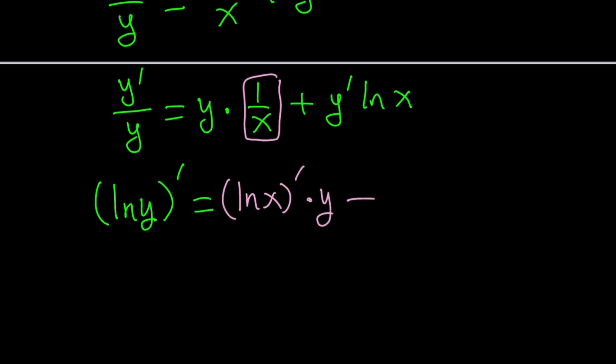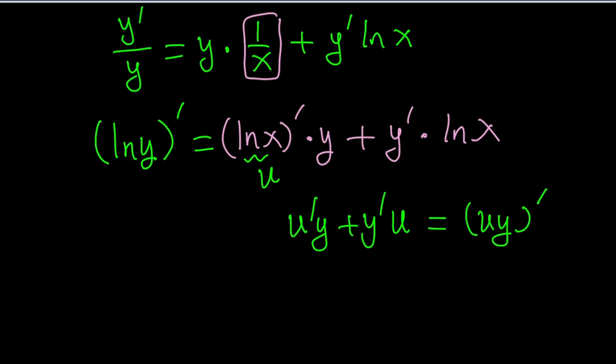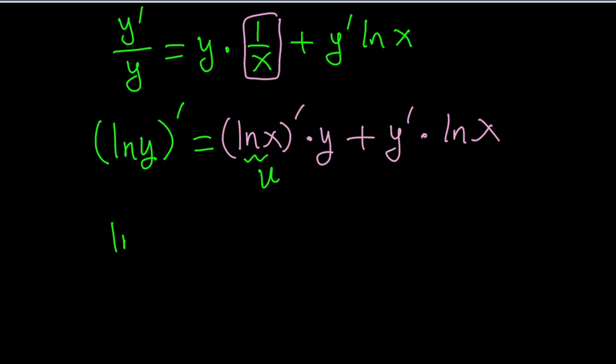What does this look like? If you call this, let's say u, suppose ln x is equal to u, you're going to get something like u prime y plus y prime u. Doesn't that look like the product rule? If you know the derivative of a product, this would actually be the derivative of uy, right? So it means that this expression here is the derivative of ln x multiplied by y. Or you can write it as y ln x if you want.